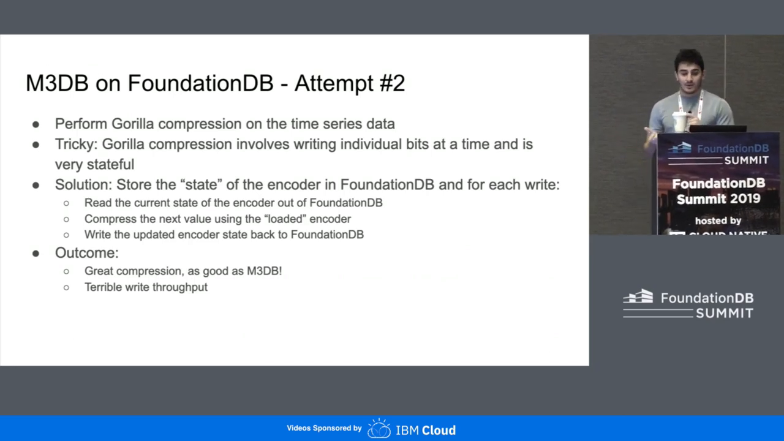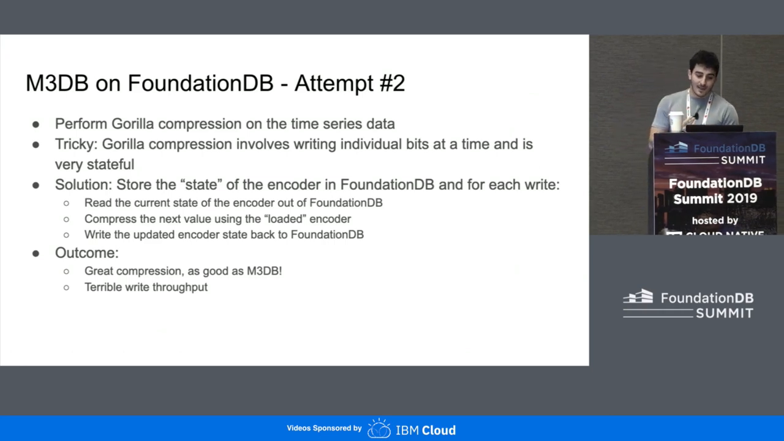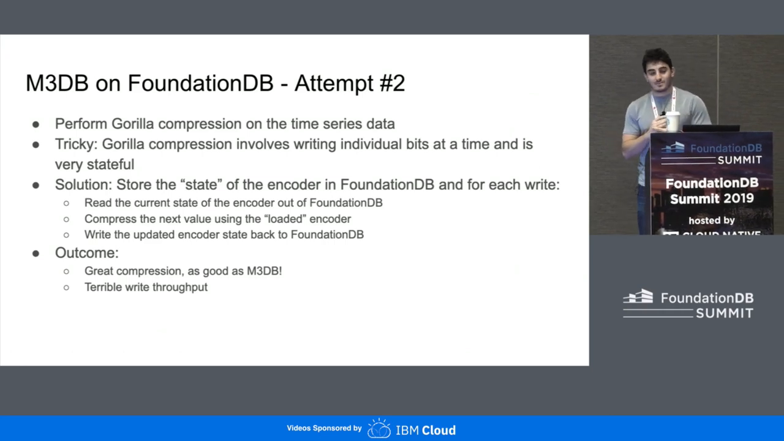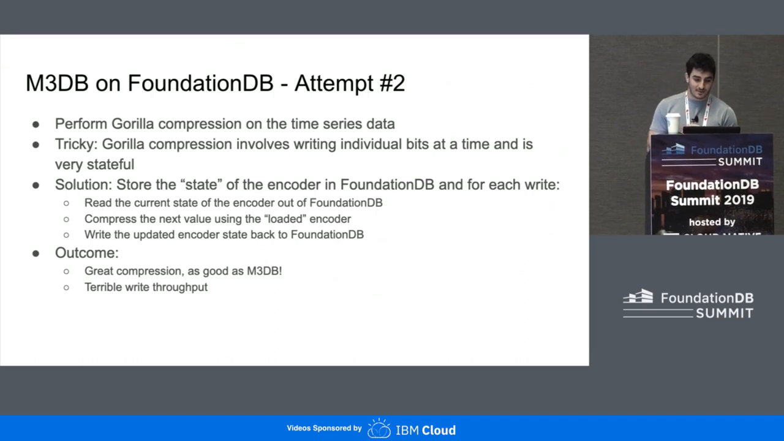The interesting thing about Gorilla compression is that it operates on individual bits. So if you have a value that hasn't changed since the last time you encoded it, you can encode that in Gorilla with just a single bit. So that's pretty hard to map directly to the FoundationDB interface.